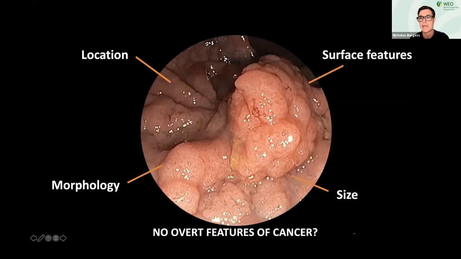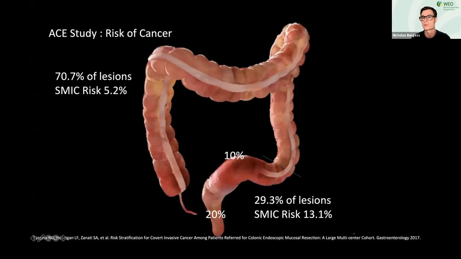The other key things, if you can't see a focal area of demarcation or obvious submucosal invasion, then the next thing to look at is the risk of cancer within the lesion. So hidden cancer and the risk of that. And the key things to look at are location in the colon, the morphology and surface features, and the size of the lesion. Location is important because we know that left-sided lesions have a higher risk of cancer overall.